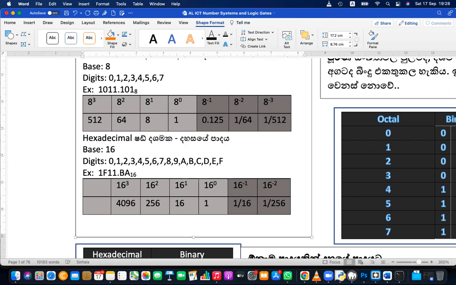If it is A, no one can argue. A is a single digit. No one can say, hey, this is 2 digits.